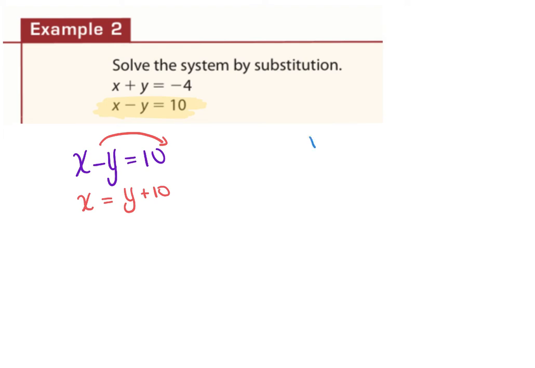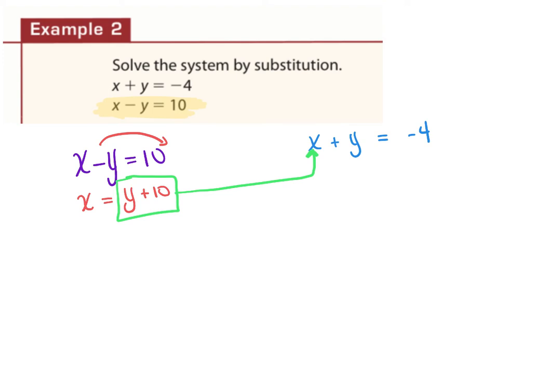So I'm going to take the x plus y equals negative 4. That's the one I have not worked with yet. All right? And I am going to take this thing right here that I just solved for, and where am I going to put it? I have to substitute it in for what it equals. What does it equal? X. So I'm going to take it and write it instead of my x.